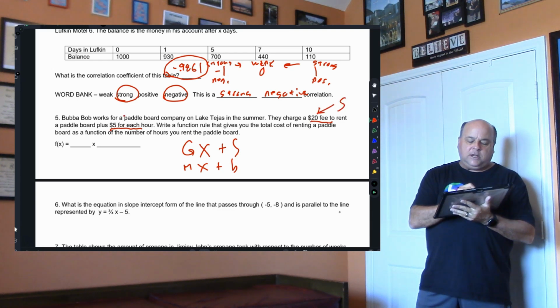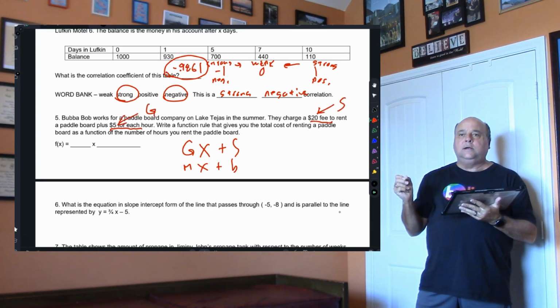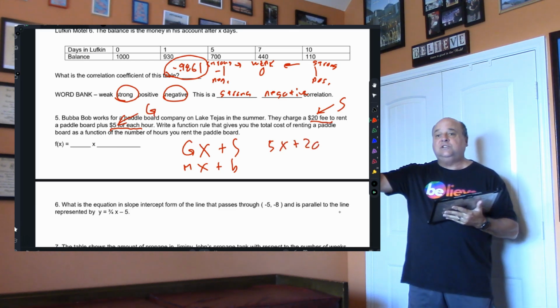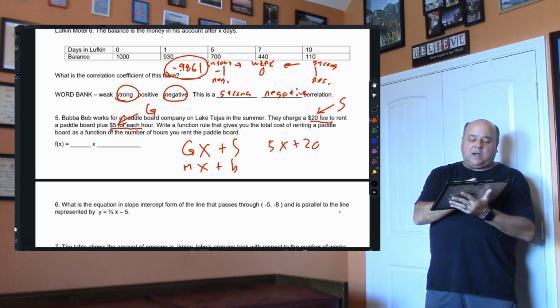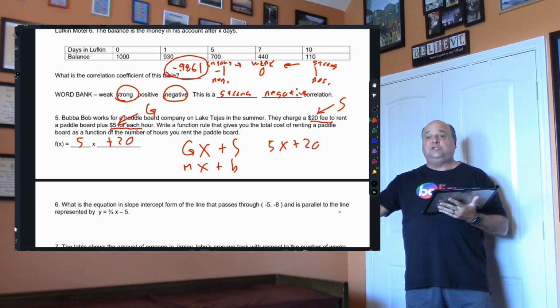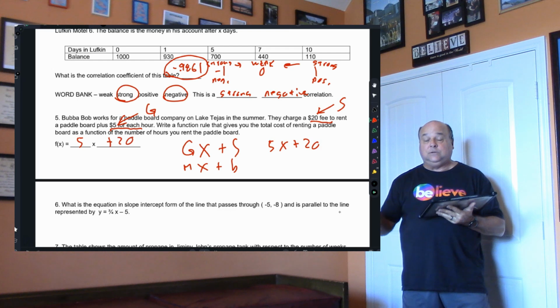This would be your starting number. This would be your growing number. So it's going to be 5x plus 20. The price is going up, so my growing number is positive. So 5x plus 20 would be the linear function that generates the cost, okay?